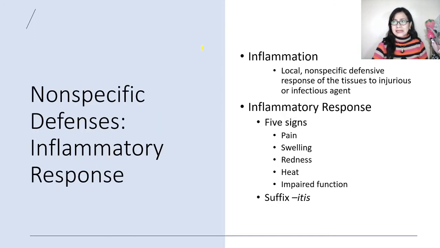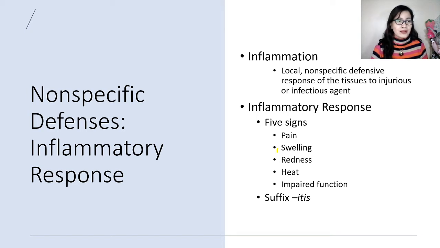So, now let's discuss the inflammatory responses. When we say inflammation, there's a local, non-specific defense response of the tissues to an injurious or infectious agent. So that's inflammation. It can be recognized through these 5 signs. So we have pain, swelling, redness, heat, and impaired function.